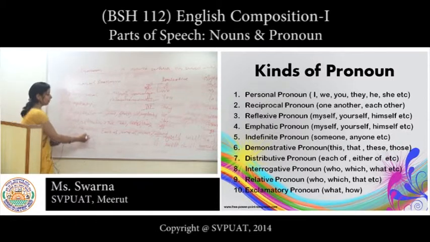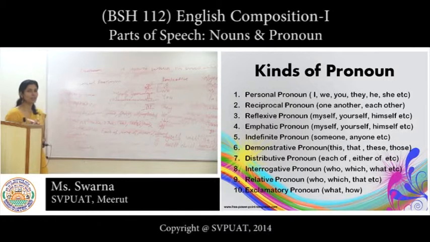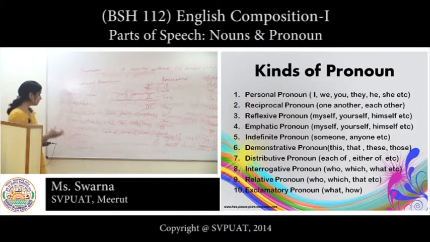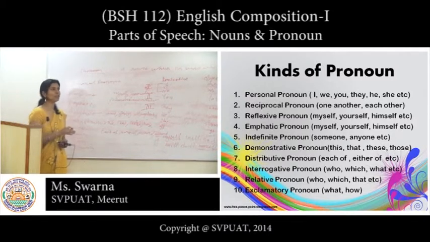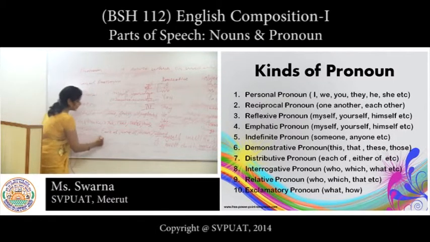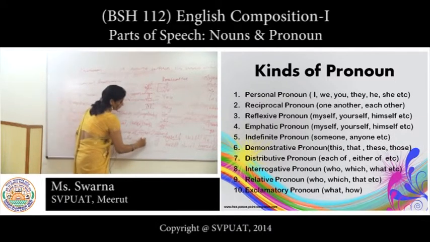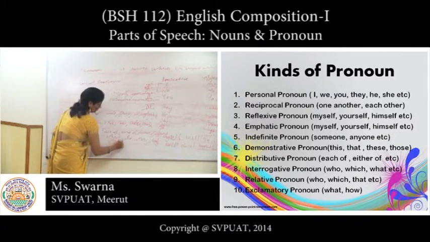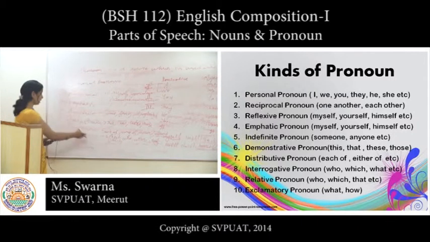Then interrogative pronoun, where we use some question words. Not all the question words, but some question words which denote living things and non-living things are under the category of interrogative pronoun. When we use these question words in an interrogative sentence, then these words are called interrogative pronoun. Like what, who, whose, whom, which. These are the question words which are under the category of interrogative pronoun.